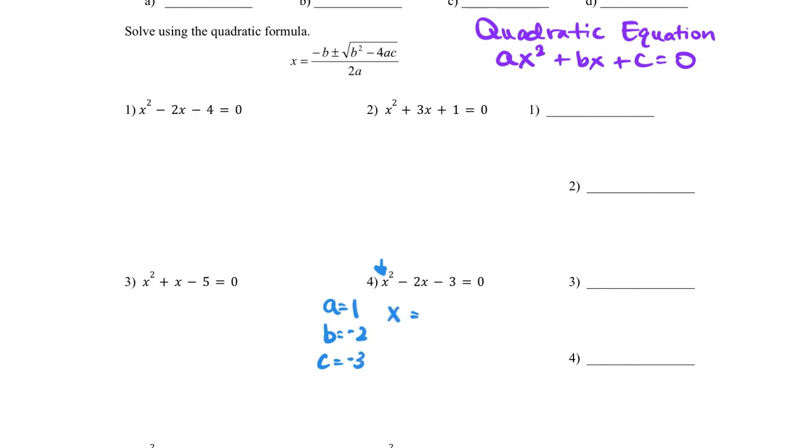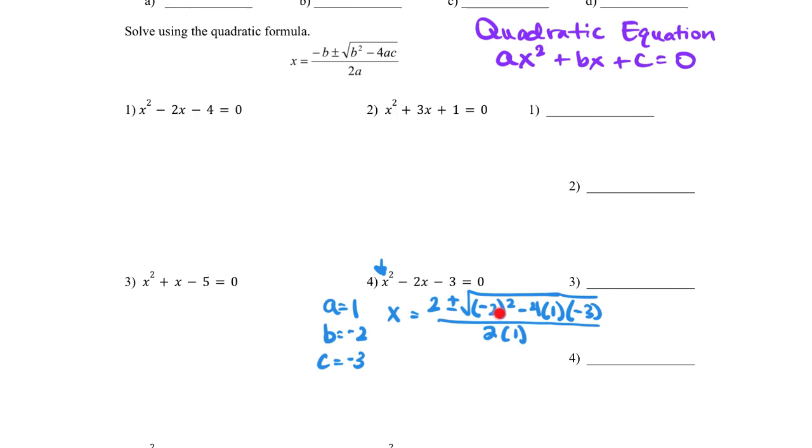So x equals the opposite of b. My b value is negative 2, so the opposite of negative 2 is positive 2, plus or minus the square root of b squared. I'm always going to use parentheses around my negative numbers. So negative 2 squared minus 4 times a, which is 1, times c, which is negative 3. And that's all divided by 2 times a, and a is 1. So your first step is always to simplify what's underneath the radical.